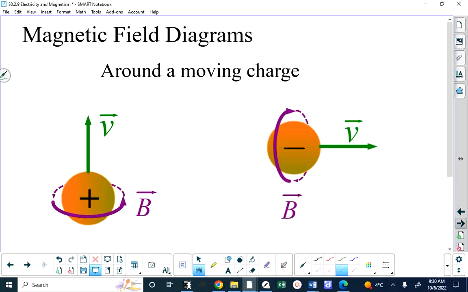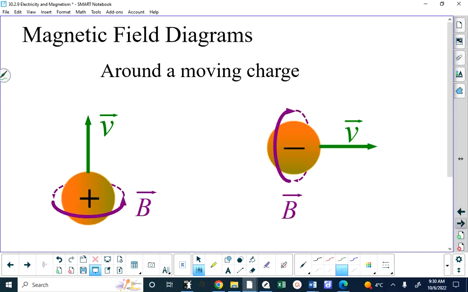Magnetic field lines around a single moving charge are still found using the curly right-hand rule. If I have this positive sphere moving towards the sky or towards the top of your paper, then I imagine grabbing this sphere, it's like a golf ball or like a billiard ball or something, and I point my thumb in that direction towards the top of the screen. My fingers will curl around in the direction of the purple magnetic field.